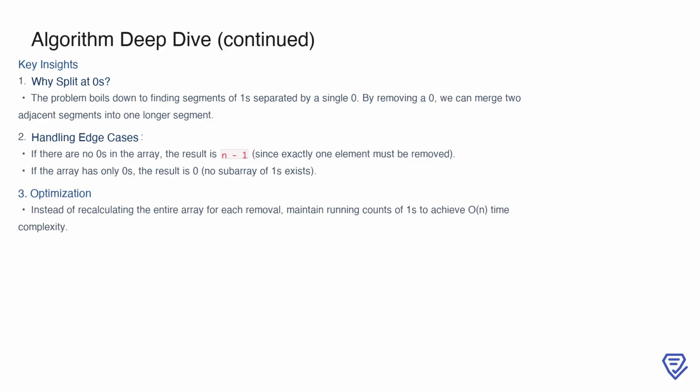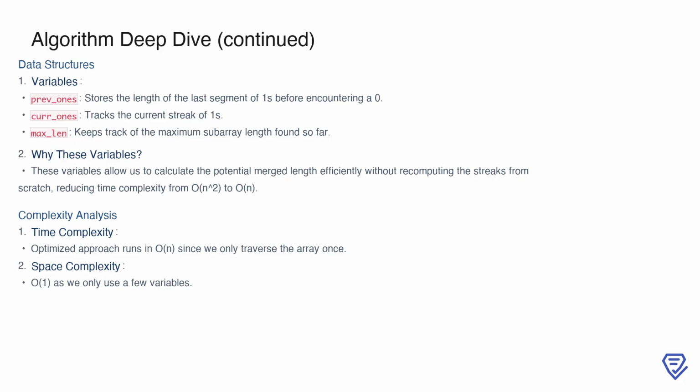What makes the optimized approach powerful is that we don't need to recalculate the streaks of 1's from scratch for every element. Instead, by maintaining running counts of preb_1's and cur_1's, we achieve linear time complexity while ensuring correctness. The optimized algorithm relies on three key variables: preb_1's, cur_1's, and max_len. Preb_1's keeps track of the length of the last segment of 1's before encountering a 0, while cur_1's records the current streak of 1's. Max_len is used to store the maximum subarray length found throughout the process.